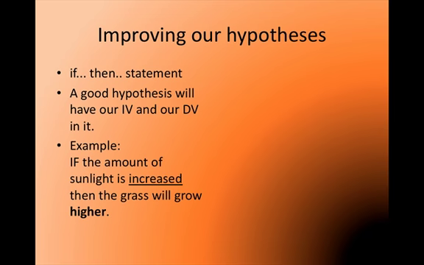For example, if the amount of sunlight is increased, then the grass will grow higher. One of them is my independent variable, and the other is the dependent variable. An easy way to spot the independent variable is, which thing are you changing? And of course, we're changing sunlight. Easy way to spot the dependent variable is, what are you measuring? Of course, we'll measure the height of the grass. So the independent variable is sunlight, the dependent variable is the height of the grass in millimeters. I've included a unit because I want to be very clear as to what I'm measuring.